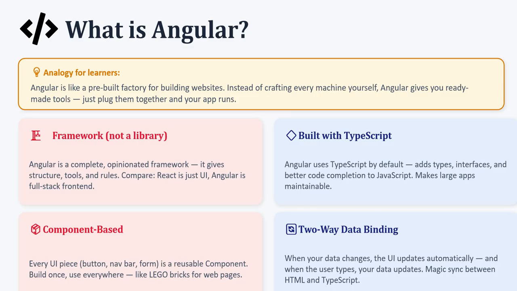So here you can see, as I said, Angular is a framework. It's not a library. Angular is a complete opinionated framework. It gives structure, tools, and rules, compared to React. React.js is just UI, and Angular is a full front-end framework, right? And it is built with TypeScript. Angular is basically built on top of TypeScript.